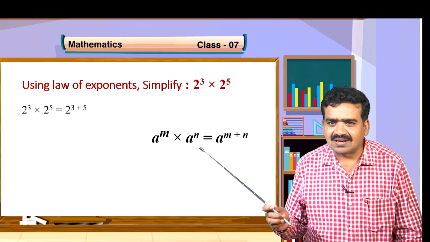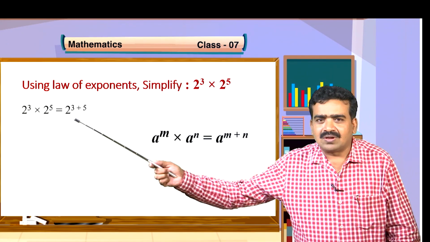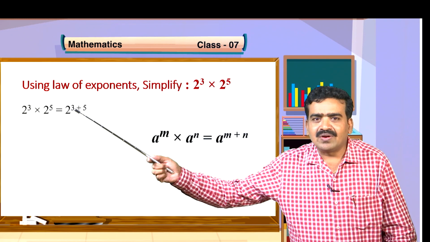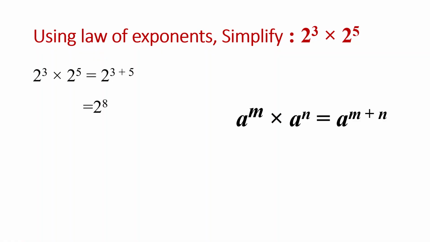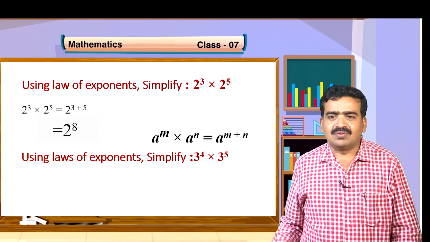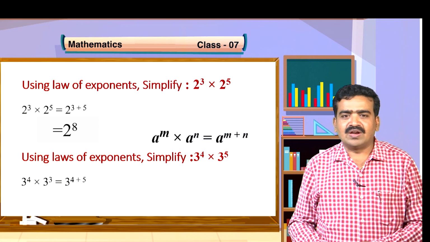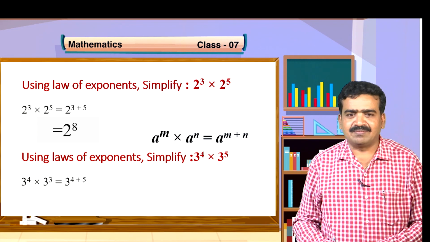So, according to this law of exponent, we have to write the base as it is and we have to add the exponents, that is 3 plus 5. What is 3 plus 5 gives us? 8. Very good. Now, let us learn one more example of the same kind.